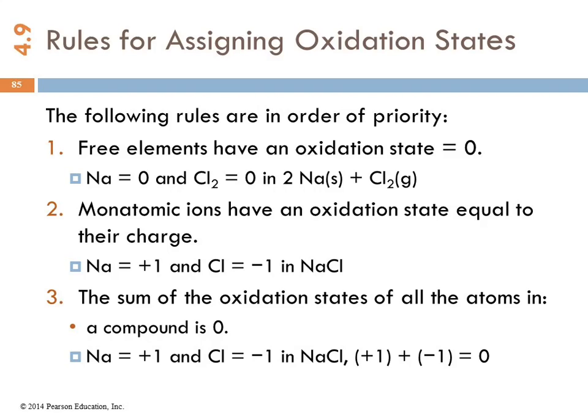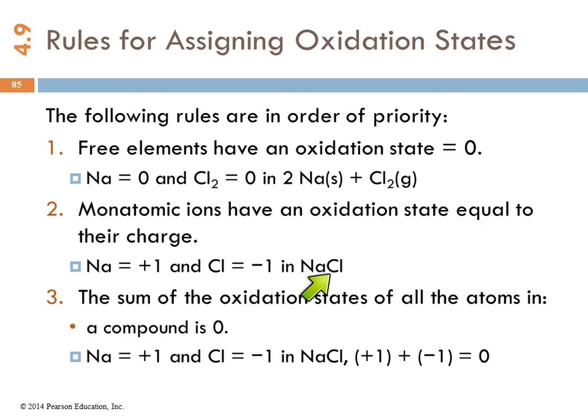So, rules for assigning oxidation states. These rules are given in order of priority. So, you take care of rule number 1 first, and then 2, and then 3, etc. So the first rule is that free elements have an oxidation state of 0. So sodium, the metal, oxidation state 0. Chlorine, as a free element, is Cl2. That has 0 oxidation number. These are the elements. They're starting at 0. Okay? Monatomic ions have an oxidation state equal to their charge.